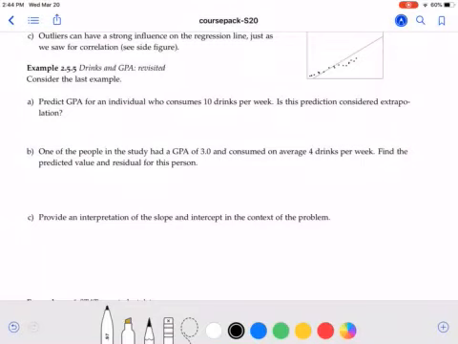Referring back to the last example, we're looking at the linear relationship between drinks per week and GPA in college students. We're asked to predict the GPA for an individual with 10 drinks per week, and is that considered extrapolation? So what we want to do is take our equation for our line that we found in the earlier example, and we want to plug in the value here of 10 for our x, because x was drinks. So we had 3.392 minus 0.0266 times x, so we plug in a 10 there. What we're going to get then is a predicted GPA of 3.126.